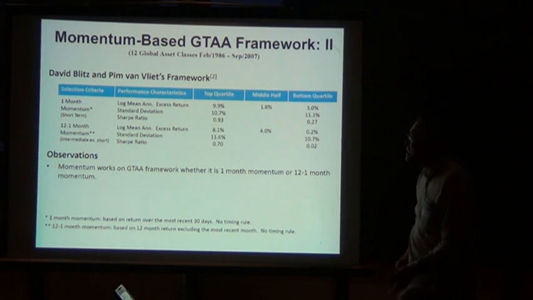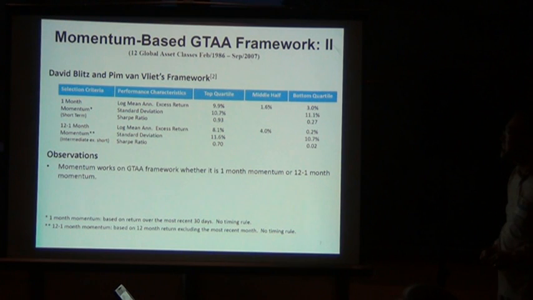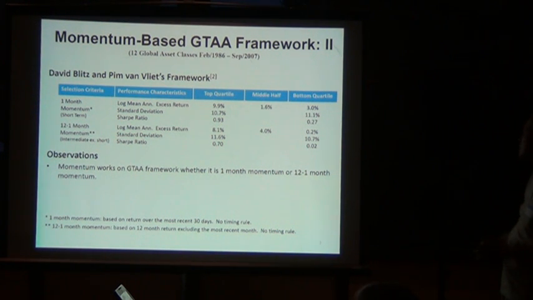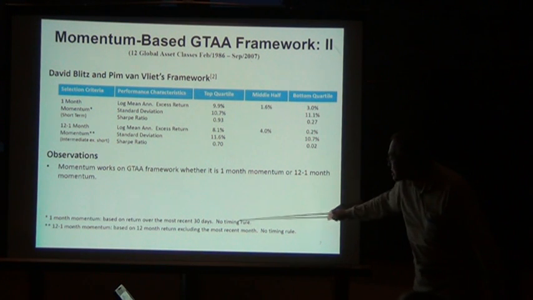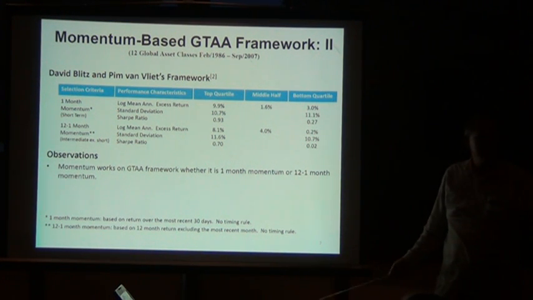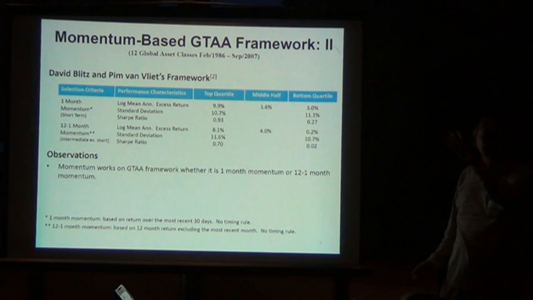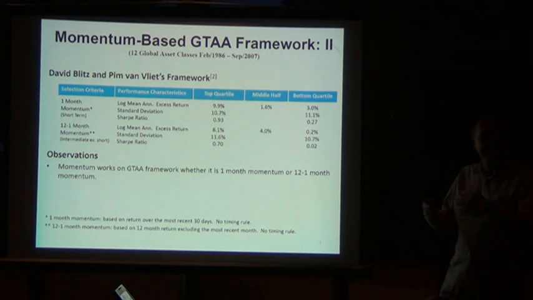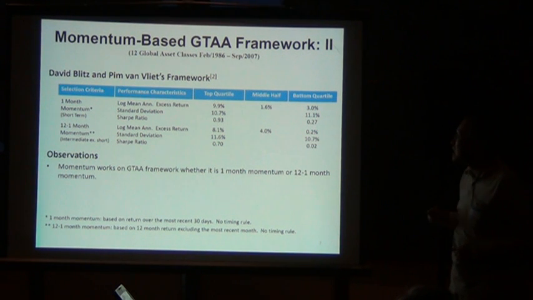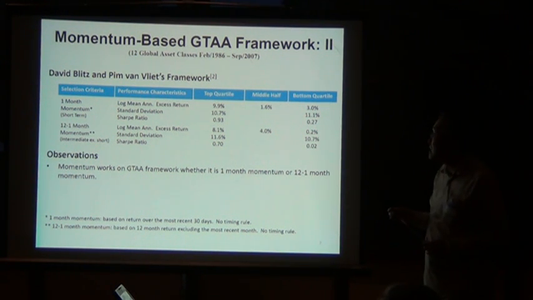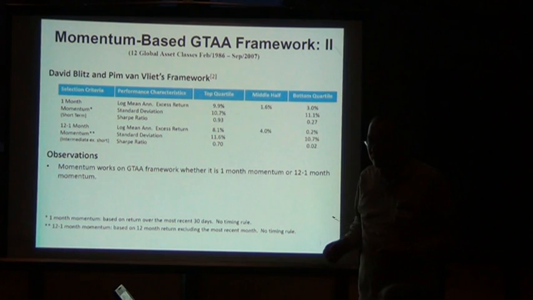So what we are seeing here is that momentum works in the GTAA framework, whether it's 1 month momentum or 12-1 momentum. In both cases, there is no timing rule. Unlike Faber's AGG3 and AGG6, where you can superimpose the 200-day moving average timing, there is none of that in the David Blitz and Pim van Vliet approach.